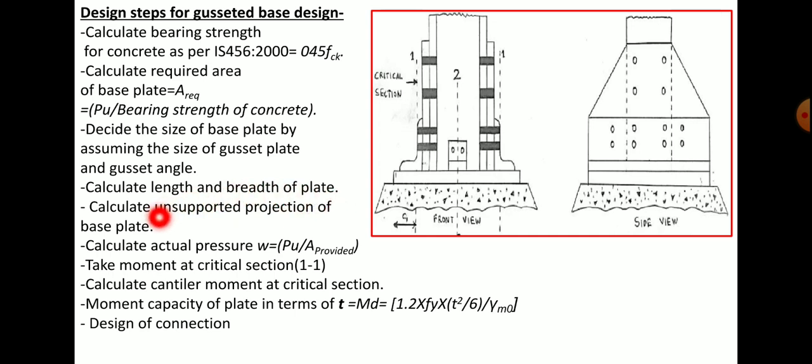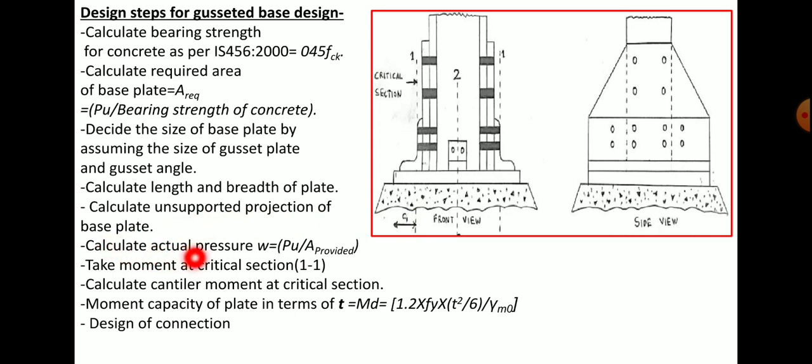Now calculate the unsupported projection of base plate. So in short, from this particular section 1, your distance is your cantilever portion, and that is called your unsupported distance, correct. As from this particular edge of angle up to this particular edge, it is supported with the help of your rolled section and gusset plate. So the projection beyond this critical section 1 is to be calculated, and that is called your C value, correct.